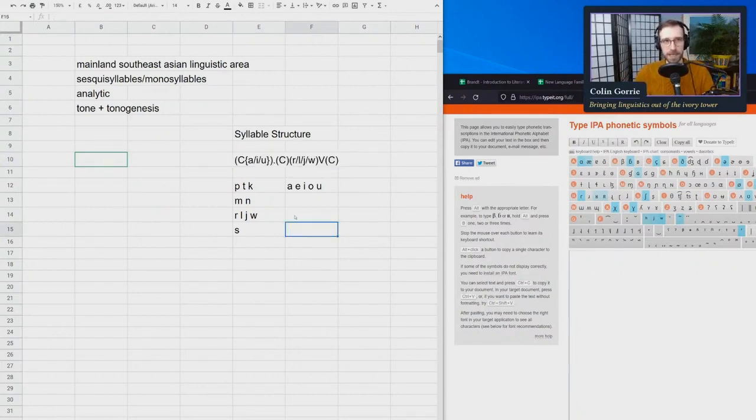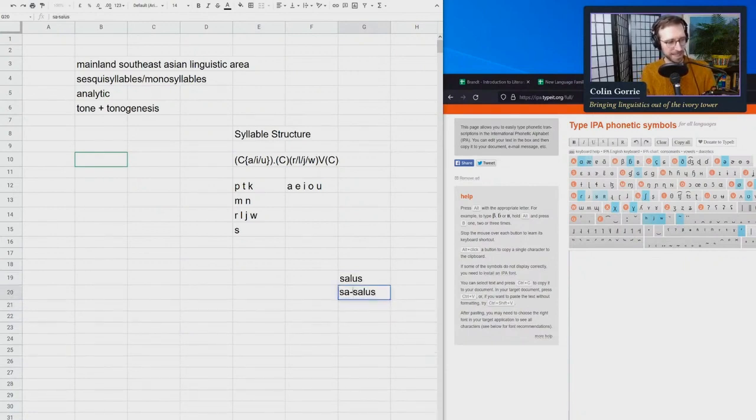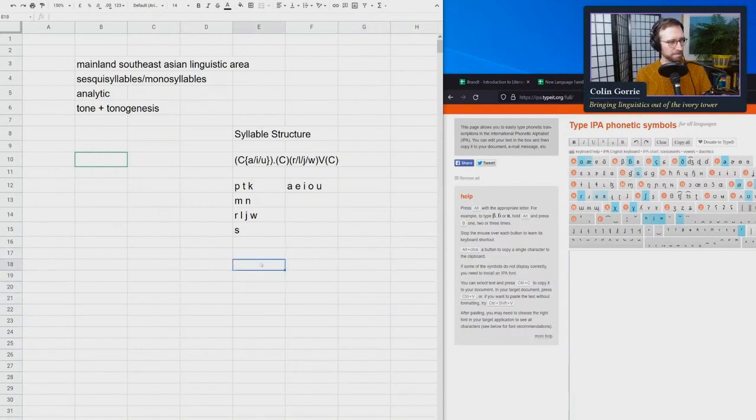Another kind of weak position is within the reduplicant in a reduplication construction. So often you will have fewer contrasts in the reduplicant, which is the part of the word that gets reduplicated, the result of the reduplication. So this would be something like CV reduplication. So salus, you might have something like sa-salus. So this sa is the reduplicant and the salus is the base. Anyway, I'm going astray.